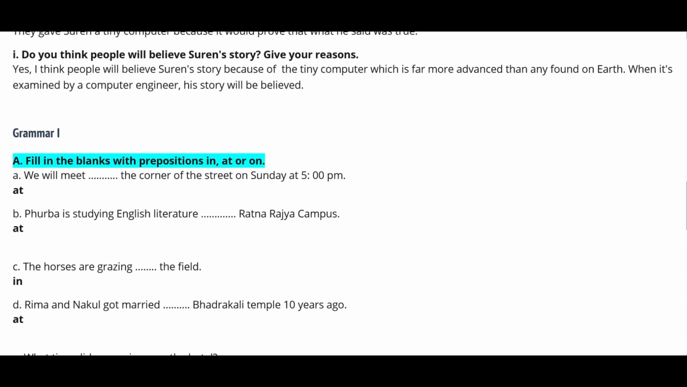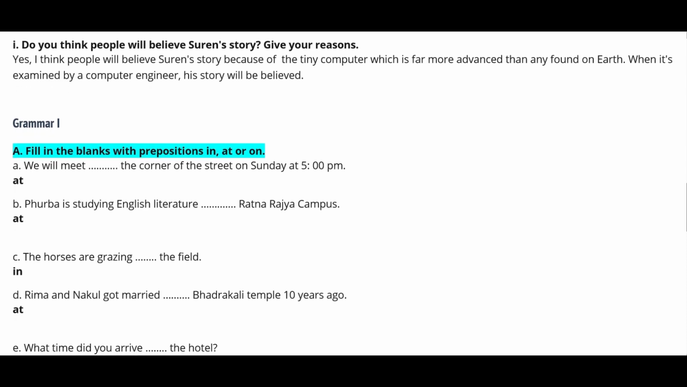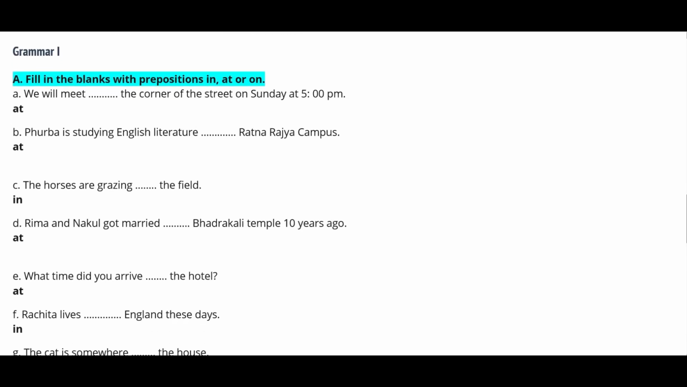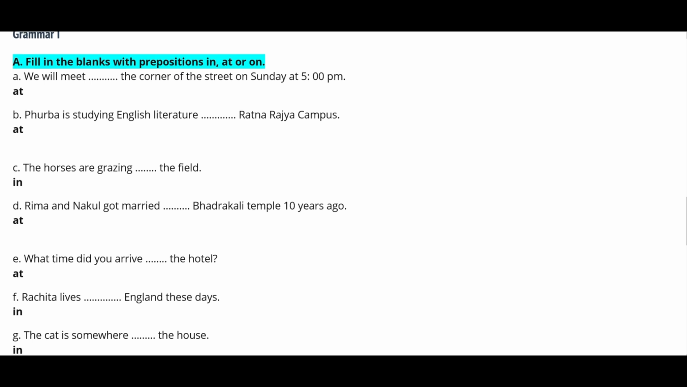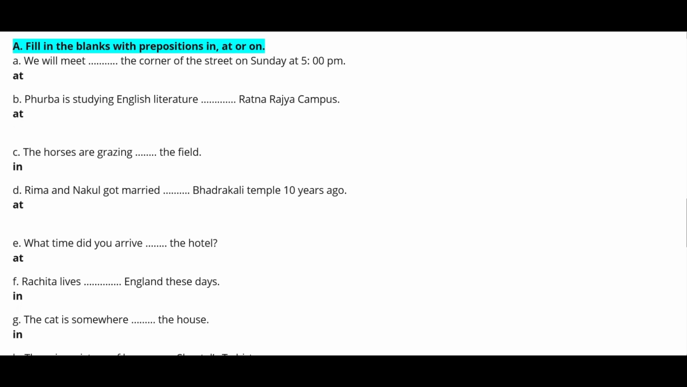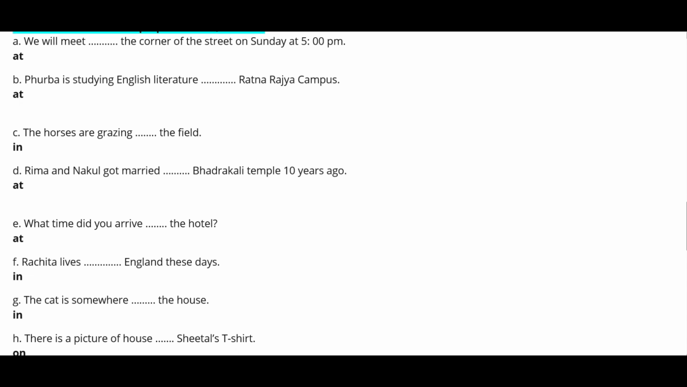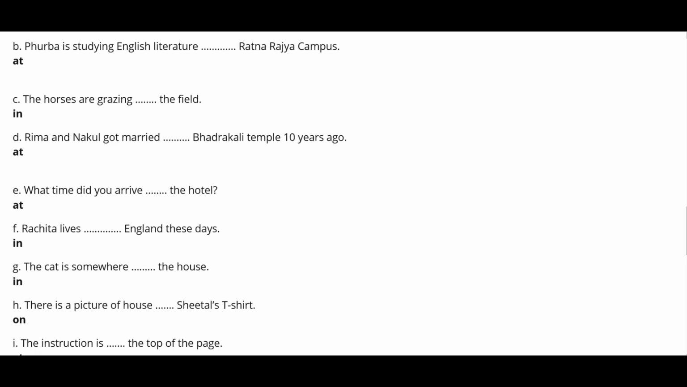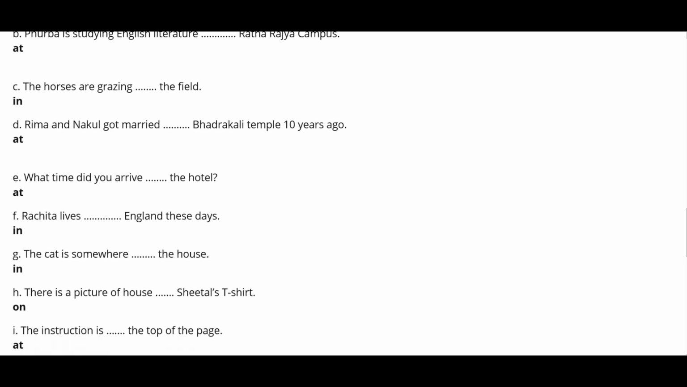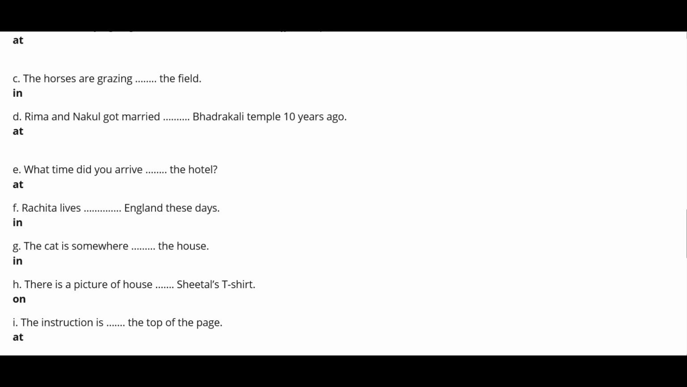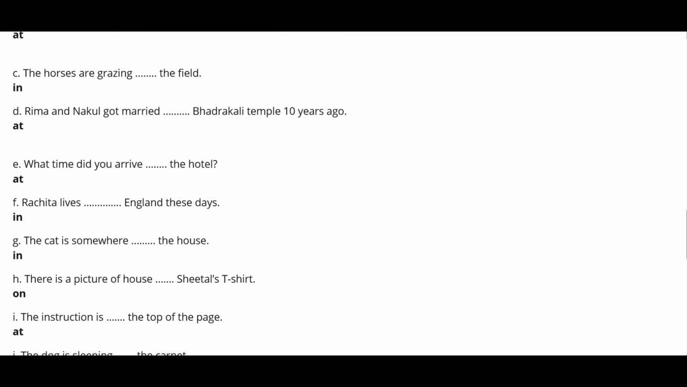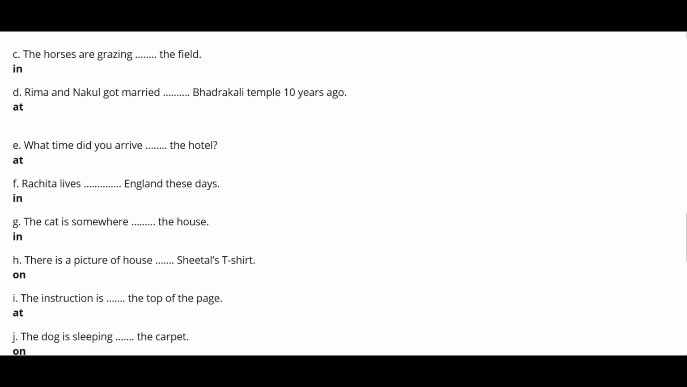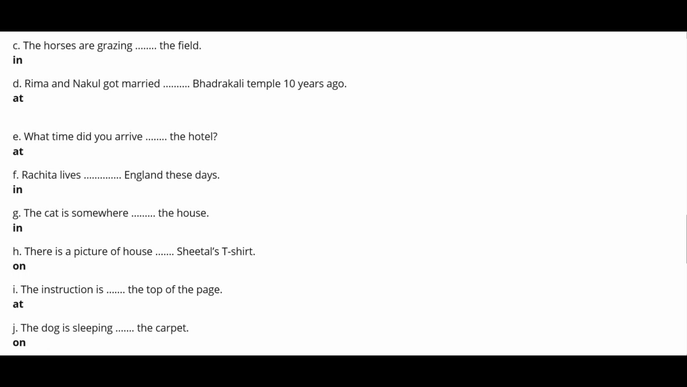At. E. What time did you arrive at the hotel? At. F. Rachita lives in England these days. In. G. The cat is somewhere in the house. In. H. There is a picture of a house on Sheetal's t-shirt. On. I. The instruction is at the top of the page. At. J. The dog is sleeping on the carpet.